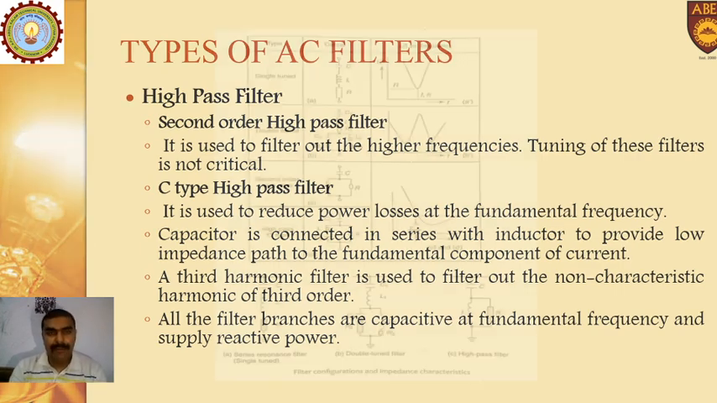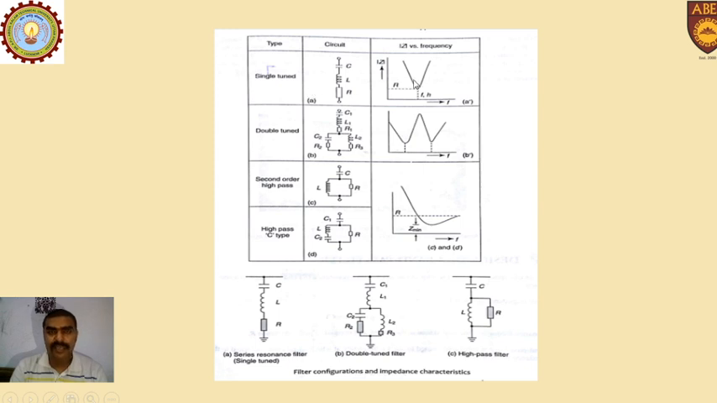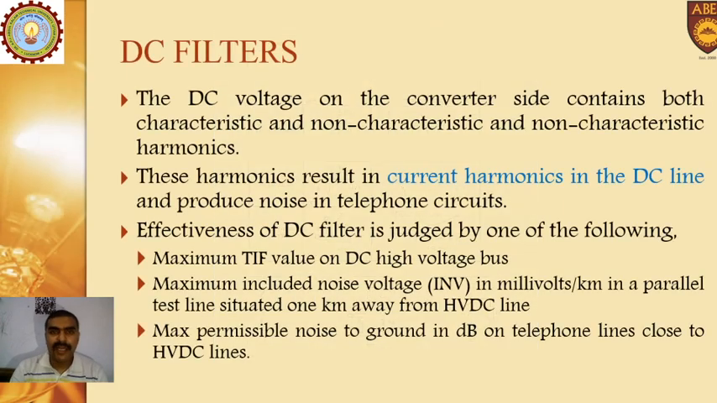And in the upcoming figure, it is showing the impedance versus frequency characteristic. The y-axis shows the impedance. Single tuned filters provide a low impedance path for a particular frequency. Double tuned filters provide low impedance for two different frequencies, and the second order high pass or C type high pass filters provide low impedance for a band of frequencies. So these are the impedance versus frequency characteristics of different AC filters.